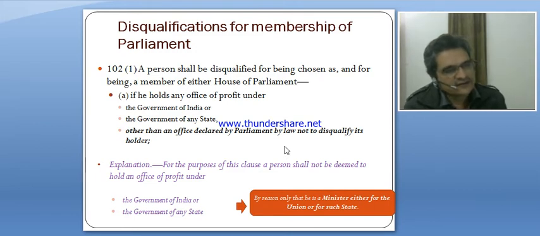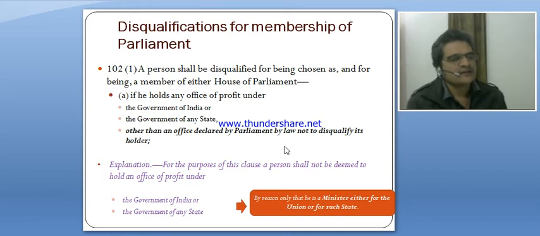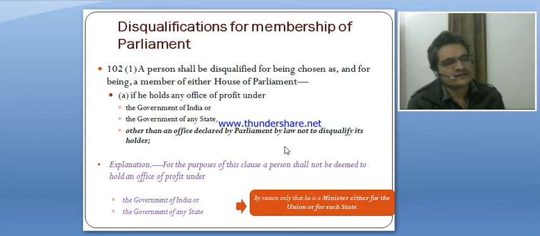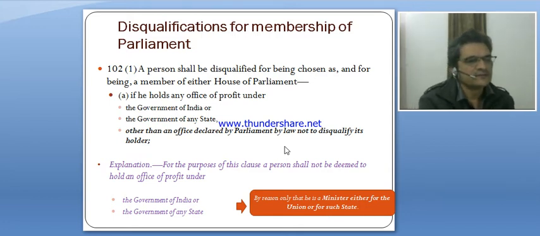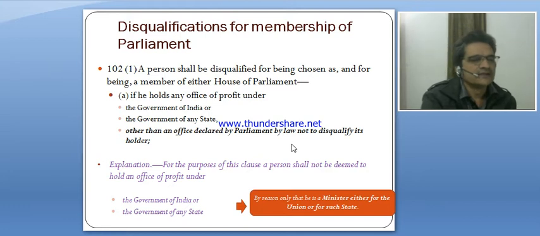The interesting thing we have to see here is that in the case of president and vice president, the office of profit could be under the government of India, government of state, and also the local authorities. But in the case of a member of parliament, the office of profit is barred only under these two bodies, that is the government of India or government of state. So that's a major difference between the restriction on the office of profit as regards the president and the MP. The spectrum is much wider in the case of president as compared to that of a member of parliament.